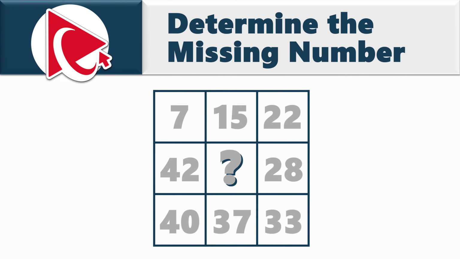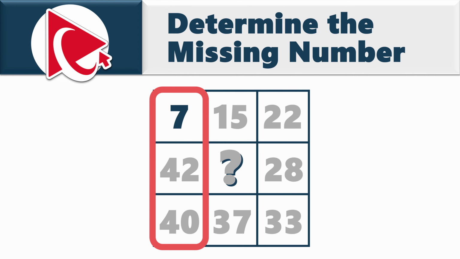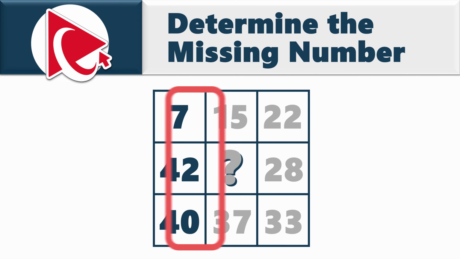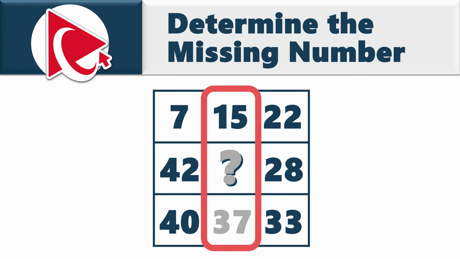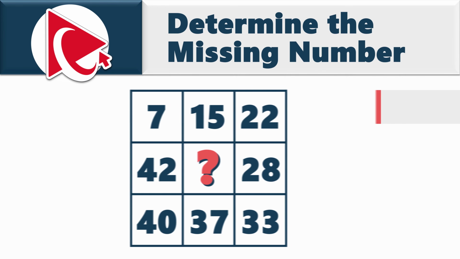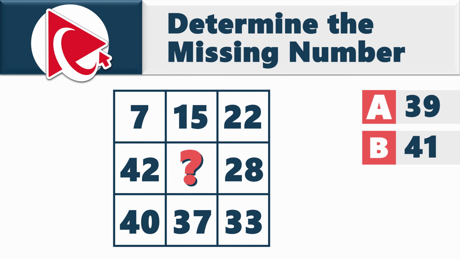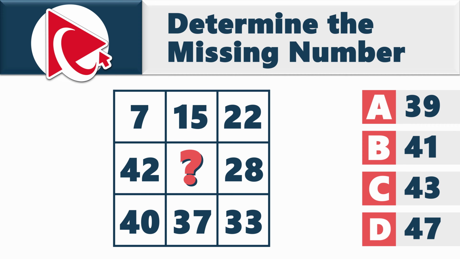You're presented with a 3 by 3 matrix. Each cell in the matrix has a number inside. In the left column, the numbers are 7, 42, and 40. In the right column, the numbers are 22, 28, and 33. The middle column has number 15 on the top and 37 at the bottom. And you need to calculate the number in the center of the matrix. Your choices for the answers are A, 39, B, 41, C, 43, and last but not least, choice D, 47.